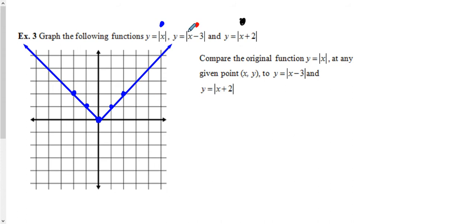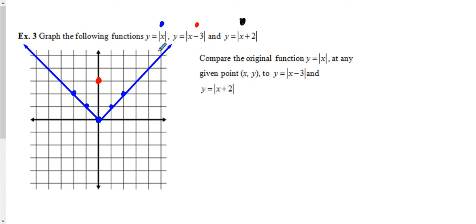This time here we have y equals absolute value of x minus 3. So we're just going to pick a few values to see what happens to our graph. So let's pick a value for x. Let's start off with 0. Let's see what happens. If you picked x equals 0, y is going to be what? Well, you have 0 minus 3, which is -3. Absolute value of -3 is positive 3. So at x equals 0, y is going to be at positive 3.